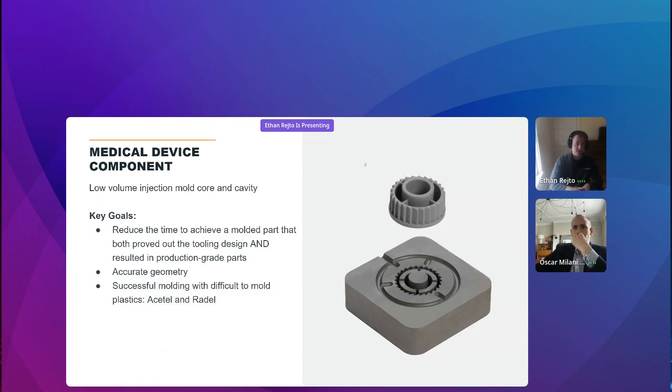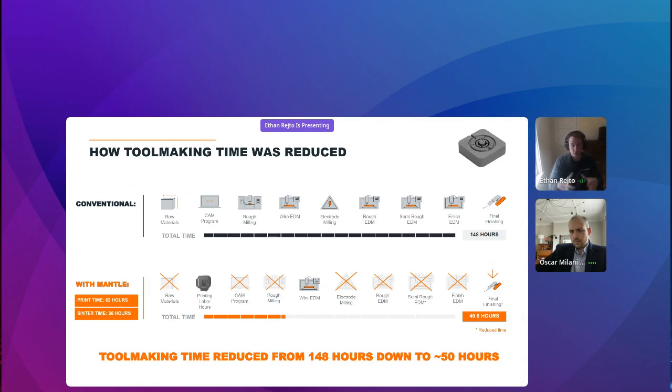So, one quick example here, this is the medical device tool, and this is the actual plastic part they're making. This is for a relatively low volume application. They were able to reduce the time to achieve this tool. They got very accurate geometry, and they were able to get production grade parts out of this process. They estimated it would have taken about 148 hours to build this tool. Traditionally, they would have to go through all these steps. With our process, they cut that down to just 49 and a half hours.